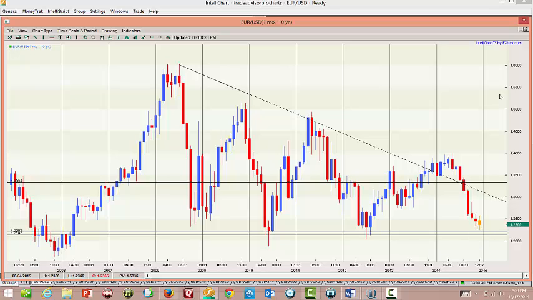And around 122.60, it may not make it that far. It may not drop down that far. It may take off straight from here. We may miss that entry, but that's on the monthly chart.